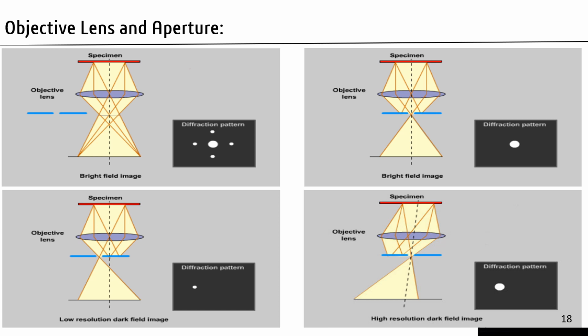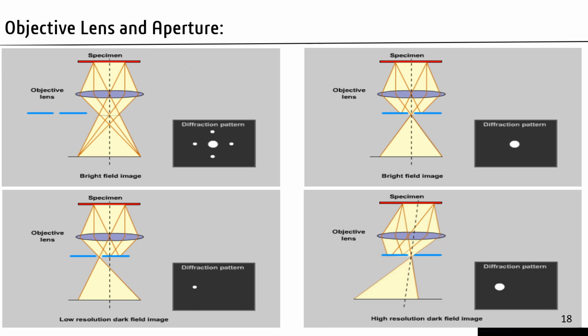In this slide, I will discuss the objective lens and aperture. The objective aperture controls the fraction of the beam which is allowed to hit the specimen. When all the light comes from the specimen to the objective lens without an objective aperture, it gives this type of diffraction pattern. But when we use an objective aperture, only the transmitted selected beam gives a bright field image and this type of diffraction pattern.